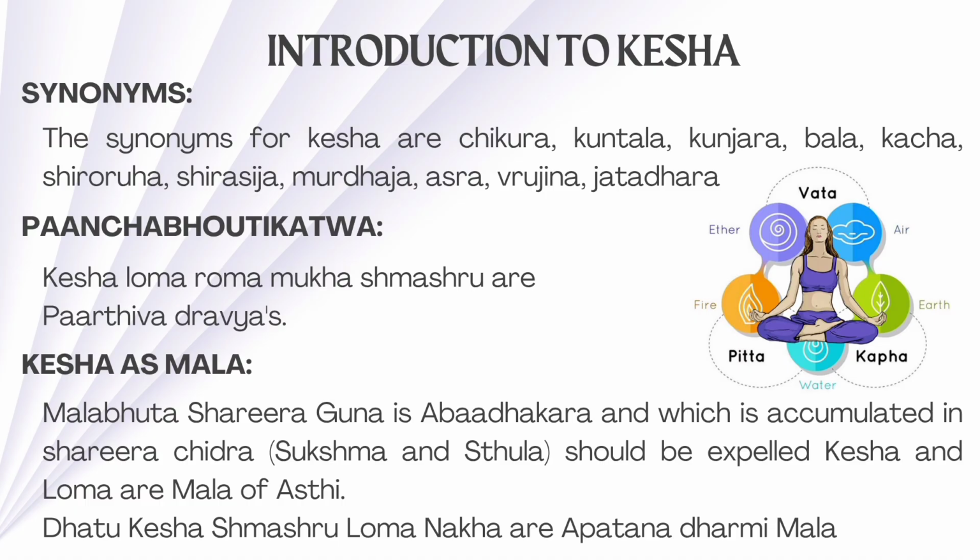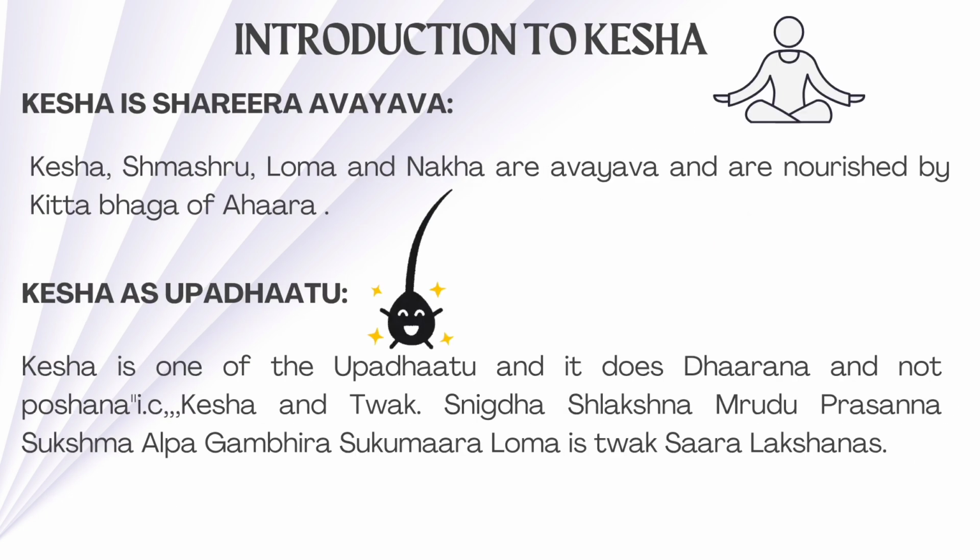Panchamahabhautikatva: Kesha, Loma, Roma, Mukha, Smashru are Parthiva Dravyas. Kesha has Mala. Mahabhuta Sharira Guna is Abadhakara and which is accumulated in Sharira Chidra, that is Sukshma and Sthula, should be expelled. Kesha as Loma or Mala of Asti. Kesha is Sharira Avayava. Kesha, Smashru, Loma and Naka are Avayava and are nourished by Kitta Bhaga of Ahara.